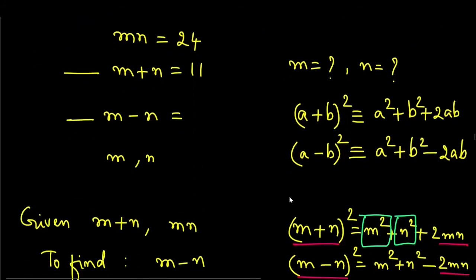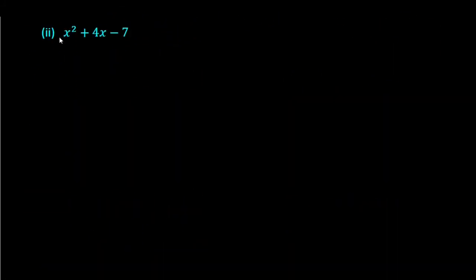Let us take the second one. Here also, in all these problems, a is equal to 1. The coefficient of x square is 1. So we have to split this one. We have to split minus 7 into two factors. The product of these two factors should be minus 7 and the sum of these two numbers should be 4. We have to choose m and n such that the product of those two numbers is minus 7 and the sum of those two numbers is 4.